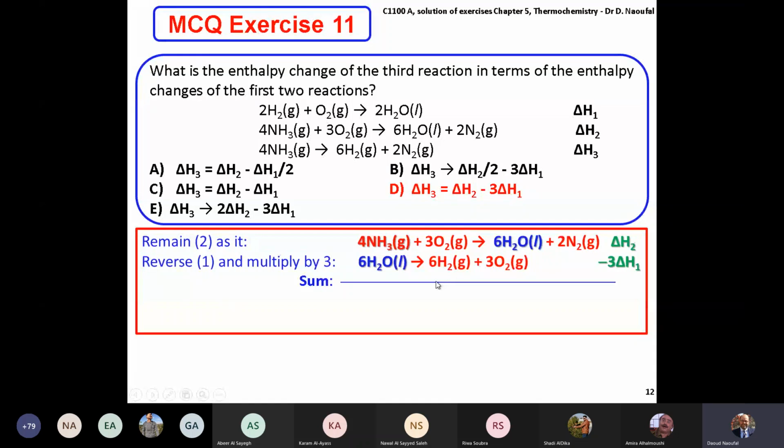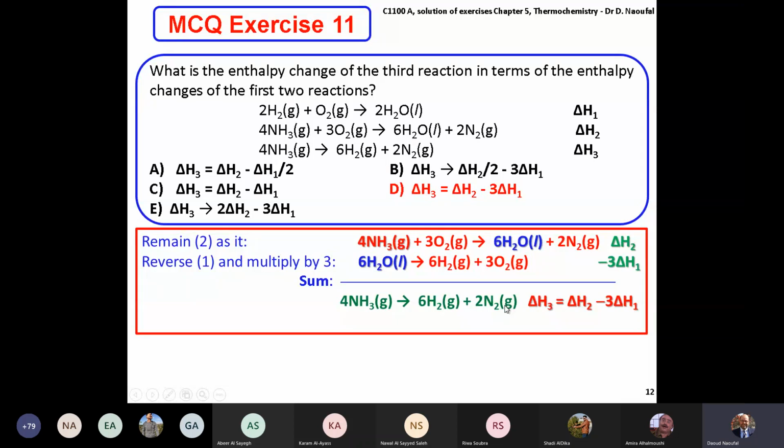Now we add the 2 reactions in order to see if we have the global one. We add the 2 reactions. 6 H2O will eliminate 6 H2O. 3 O2 gas is eliminated by 3 O2 gas in the products. So we obtain 4 NH3 gas gives 6 H2 gas plus 2 N2 gas.